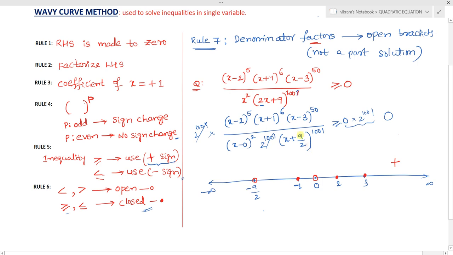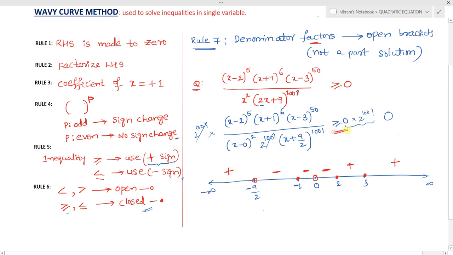Next, what is at 3? X minus 3 power 50 is an even power, so no change in sign. At x is equal to 2, power 5 means odd power, so the sign changes, plus changes to minus. At x is equal to 0, again even power, so no change in sign in the next interval. At x is equal to minus 1, even power, again no change in sign. And at x is equal to minus 9 by 2, power 1001 is an odd power, so again the sign changes.